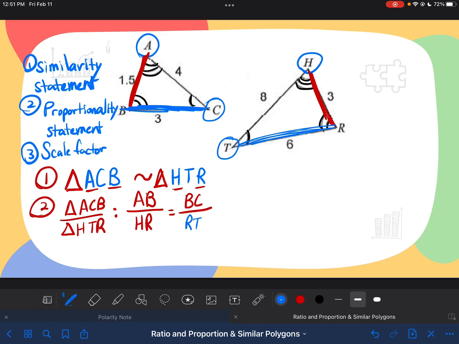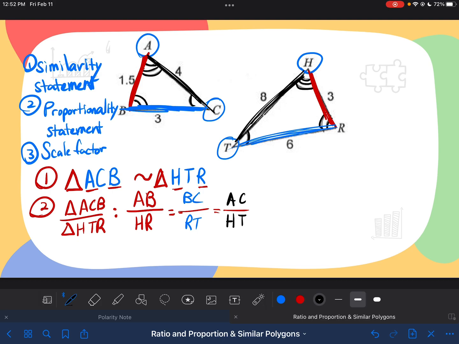Okay. Maybe I should have used a different color. Whoops. So I said B and C. Okay, perfect. Now I'm going to go on to the next side, the last side, which is A and C. So I'm going to put A and C on the top, and I'm going to put H and T on the bottom. Okay? So this way we can actually figure out which sides are similar to which side.